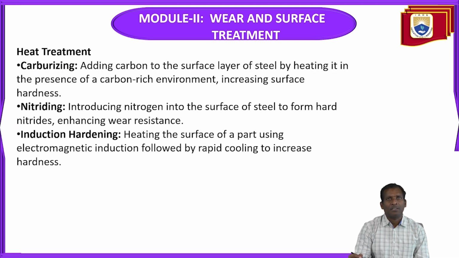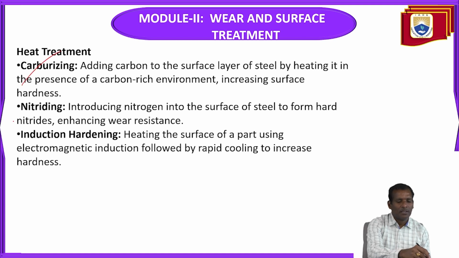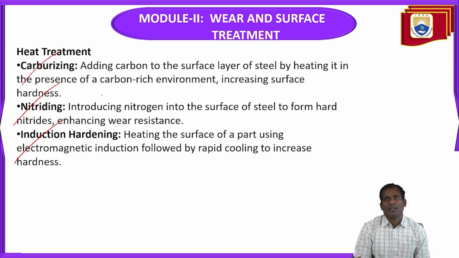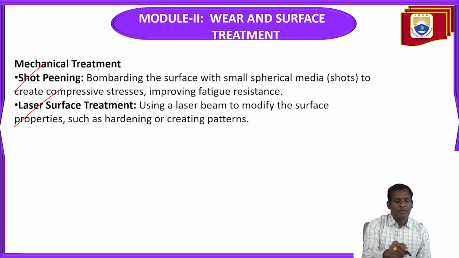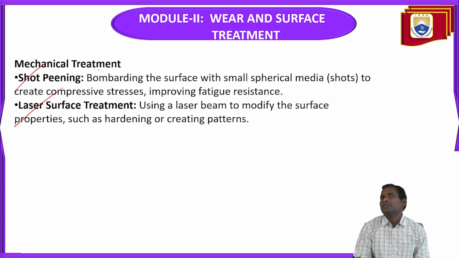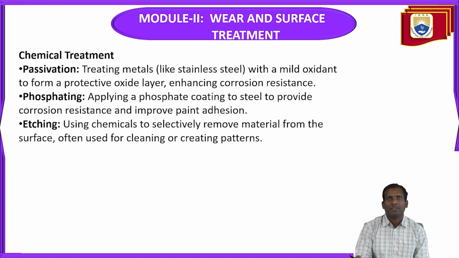Next, heat treatment methods. So carburizing, nitriding, and induction hardening. These increase the surface hardness. So by using heat treatment, you can enhance the properties of the material. Then mechanical treatment: shot peening and laser surface treatment. By using these methods, you can improve the hardening or create patterns and improve the fatigue resistance.